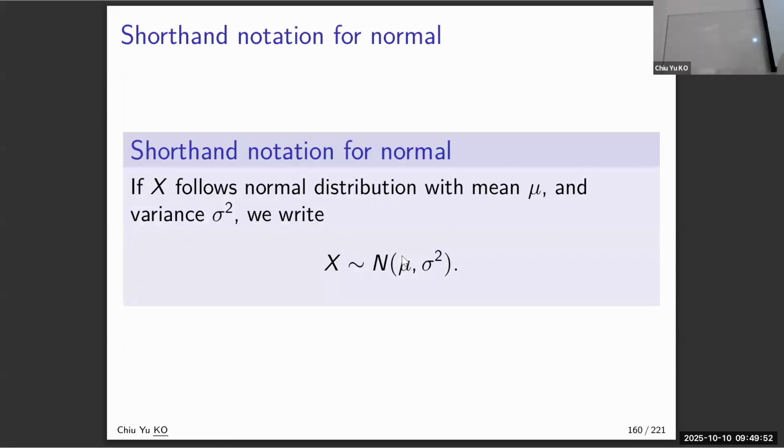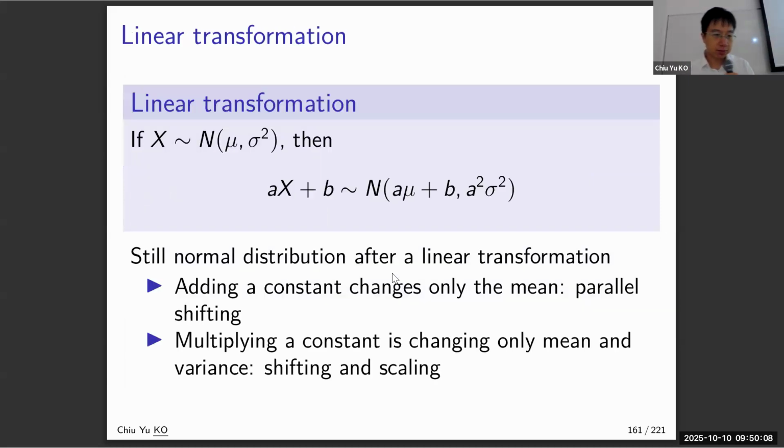And the shorthand for normal will be N, which means follow the distribution, or distributed as normal, mu and sigma square. And here is the first thing we will call the robustness of normal: if you multiply and add, it is still a bell curve, which, as I emphasize again, is usually not true. Okay. In general, not true.